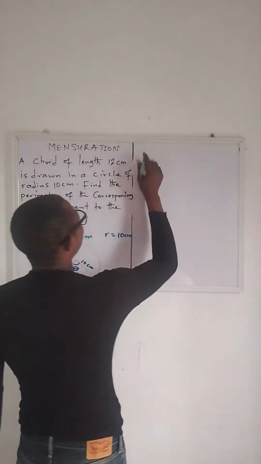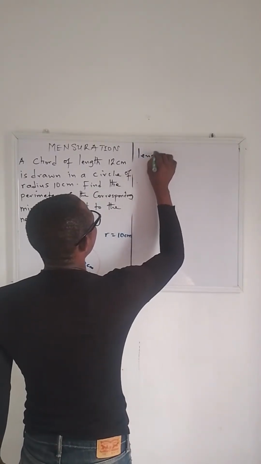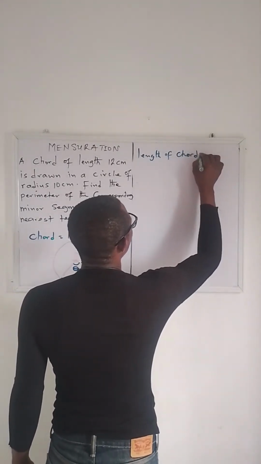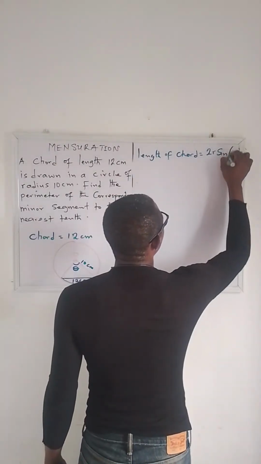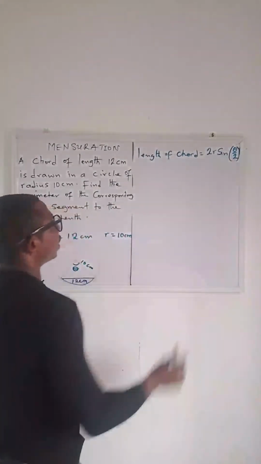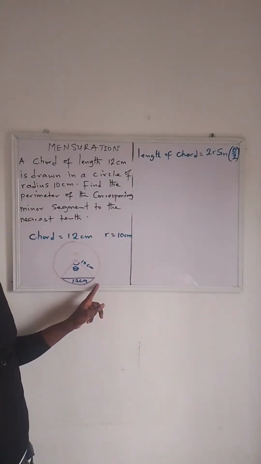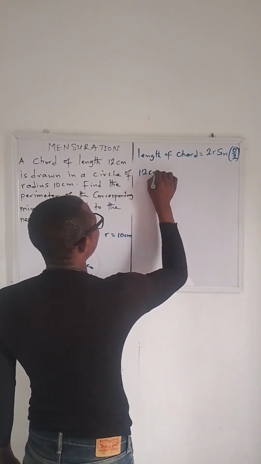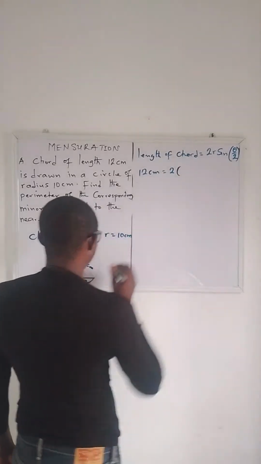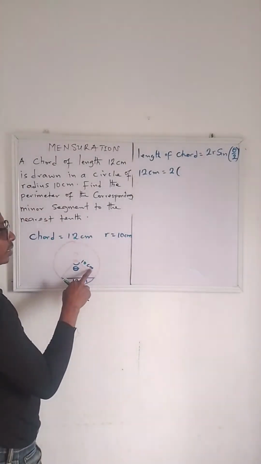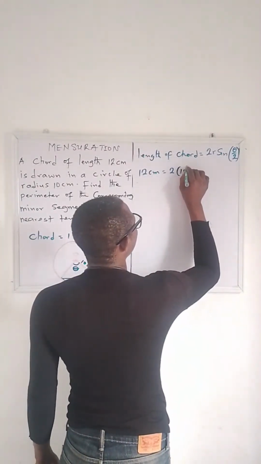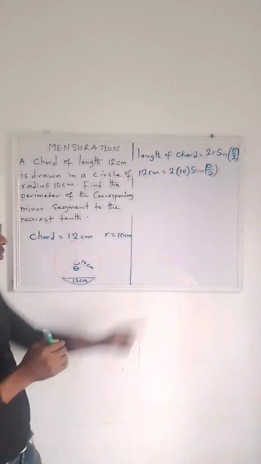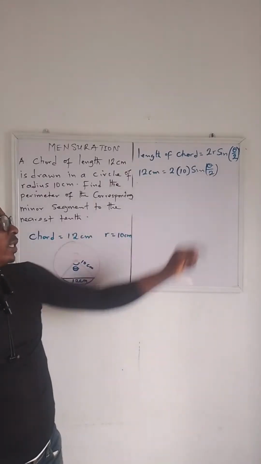Now, length of chord equals 2r sine theta over 2. This is the formula, and the length of the chord has been given to be 12 centimeters. So let's put it there. We have 12 centimeter equals 2r. What is r? r is 10 centimeter. So we put 10 sine theta over 2. This is the angle subtended at the center of the circle, theta, and that's what we want to get.